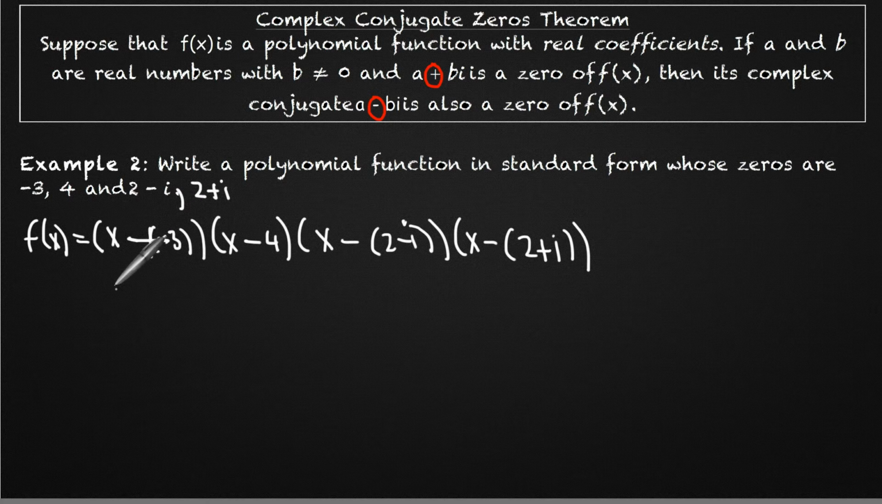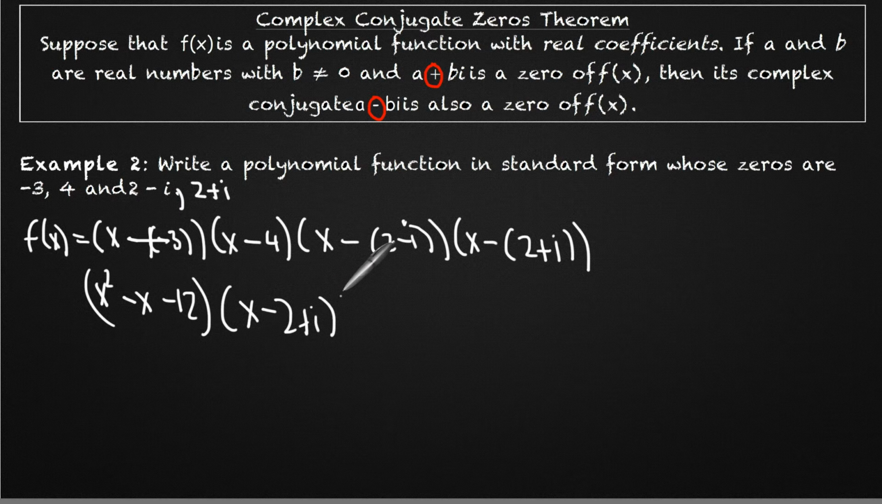So we're going to FOIL this first one. It's going to be x squared minus 4x plus 3x, so that's going to be negative x minus 12. Okay, here we're going to distribute the negative in. It's going to give us x minus 2 plus i. And then this one is going to be x minus 2 minus i. And we're going to just leave this out here by itself for just a moment. And we're going to multiply.